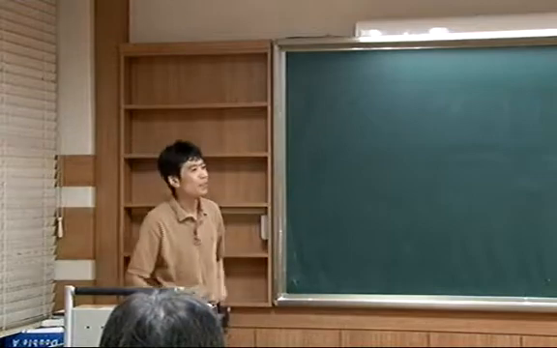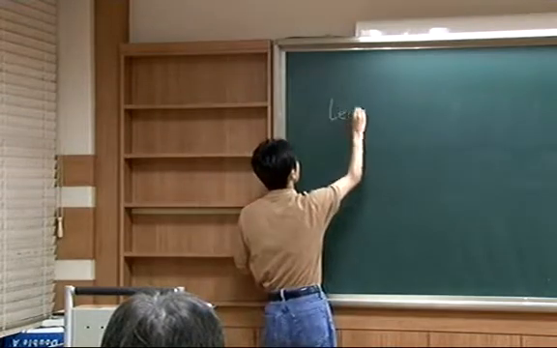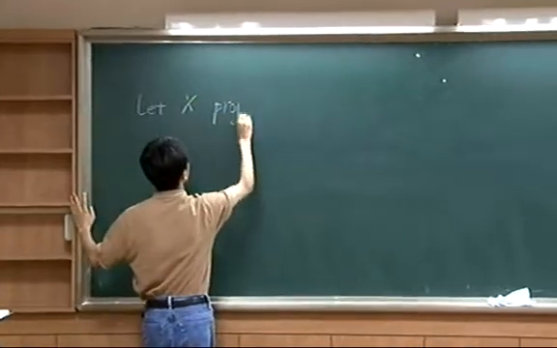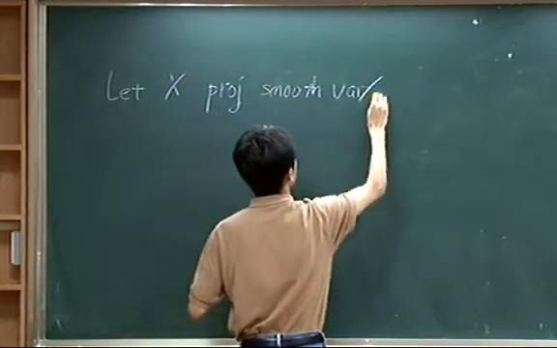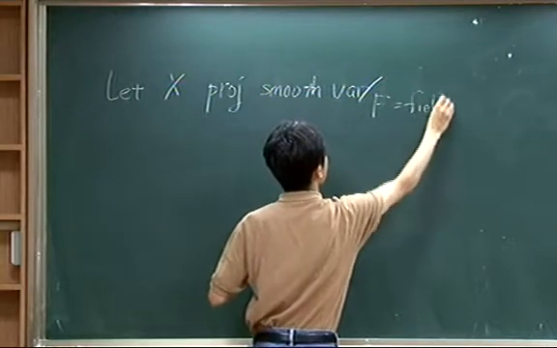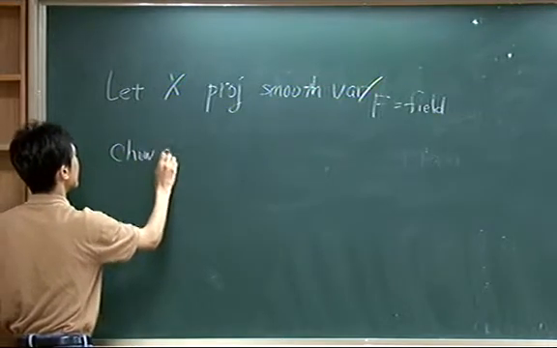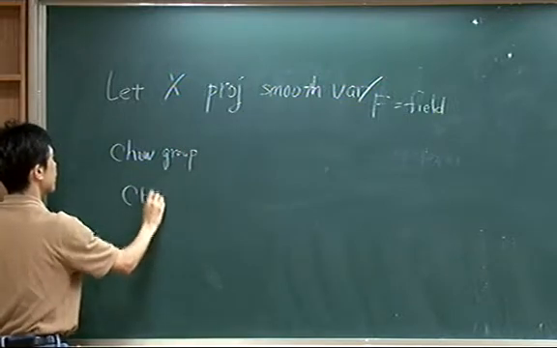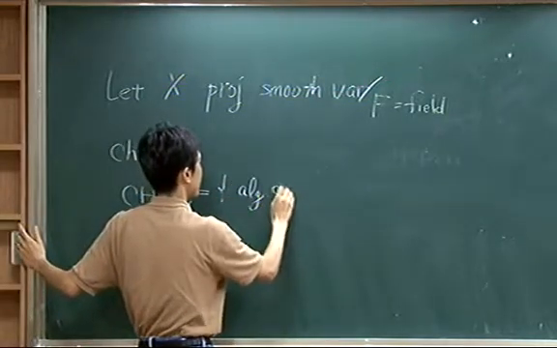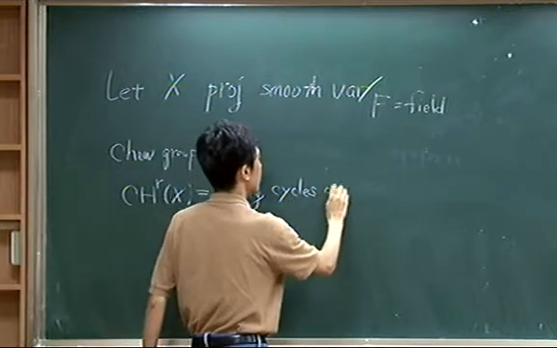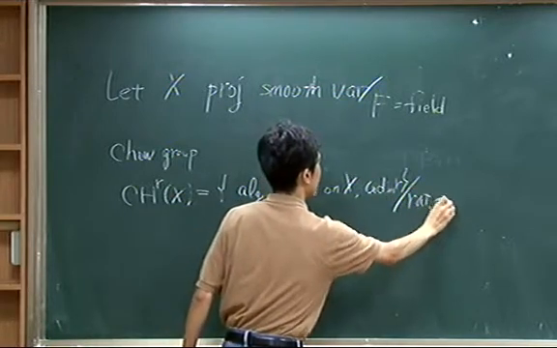So today I'm going to talk on the recent progress on algebraic cycles. Now let X be a projective and smooth variety over a field F. Then the subject of this talk is the Chow group, which is defined as a quotient of algebraic cycles on X of codimension r modulo rational equivalence.